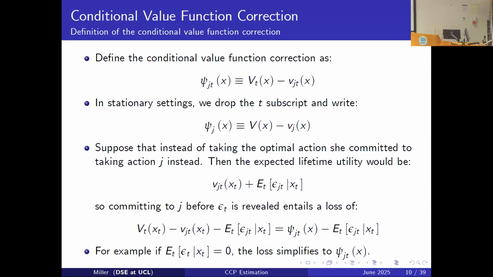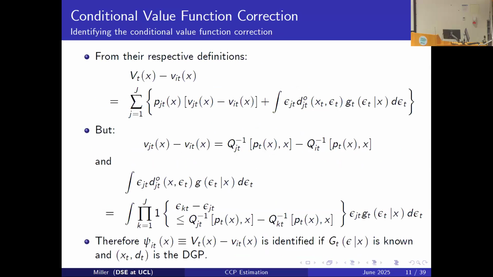And so that's why I'm calling it a conditional value function correction, just to get that notion of this is sort of what you lose if you make the wrong choice. I'm going to use this a lot in the estimation, and that's why I'm spending so much time on what seems like a pretty trivial point right now. So this is going to help us actually identify the conditional value function.